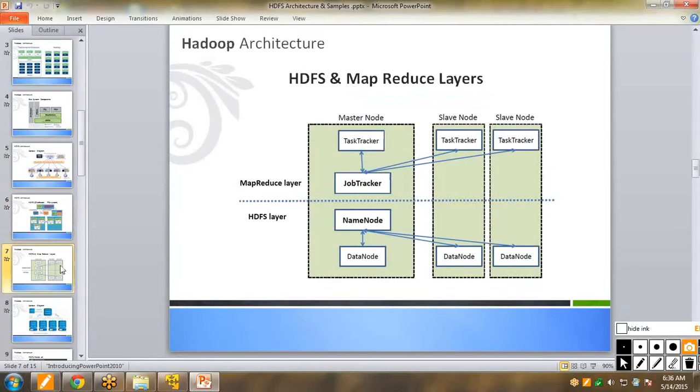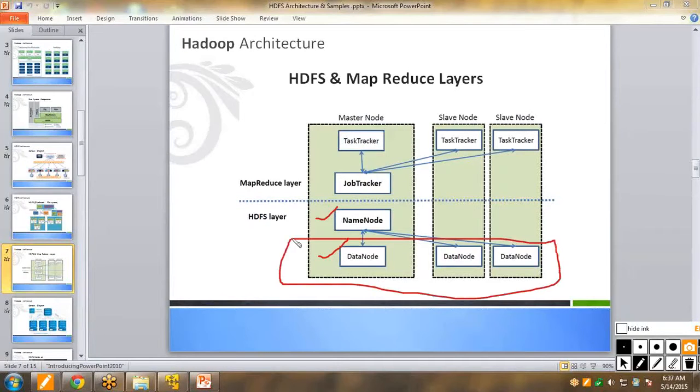If you want to recollect the services or daemons participating in HDFS, predominantly we have the name node and data node. There will be only one name node in the cluster, and there will be multiple data nodes, one in each of the participating slave nodes. So this is the architecture you have seen. Now we will move on to the next framework in Hadoop, that is MapReduce.